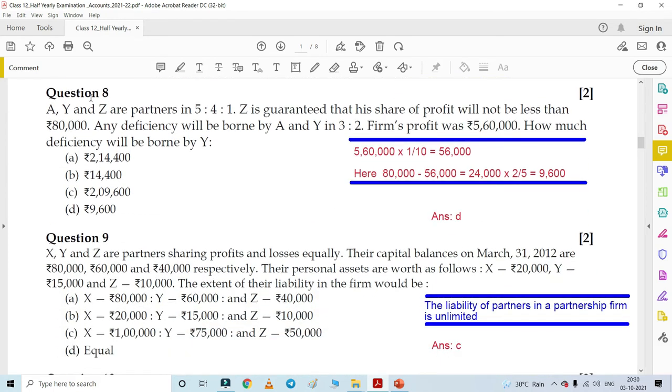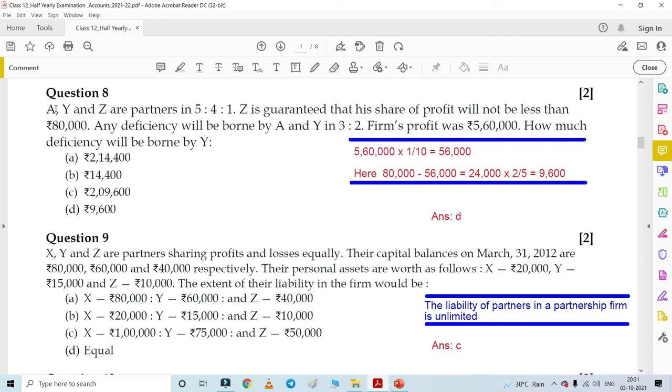Now the next question is: A, Y and Z are partners in the ratio 5:4:1. Z is guaranteed that his share of profit will not be less than 80,000. Any deficiency will be borne by A and Y in the ratio 3:2. The firm's profit was 5,60,000. How much deficiency will be borne by Y?